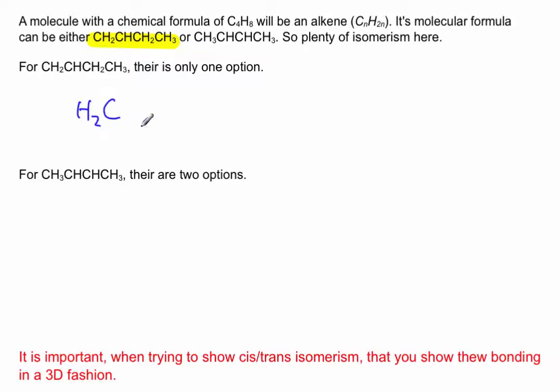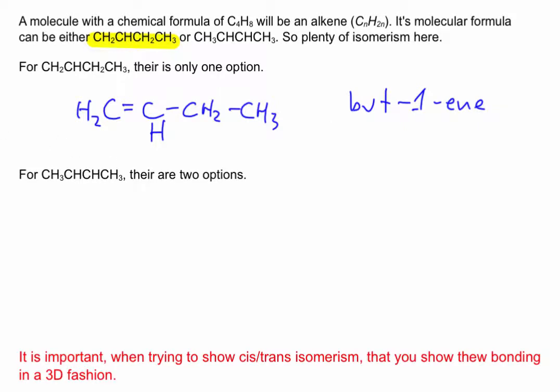So we have two hydrogens bonded to carbon 1, carbon 2 with a single hydrogen. Well, that must be a double bond. CH2, CH3. That's the only possibility, and so that is not cis trans isomerism. So that is just known as but-1-ene.